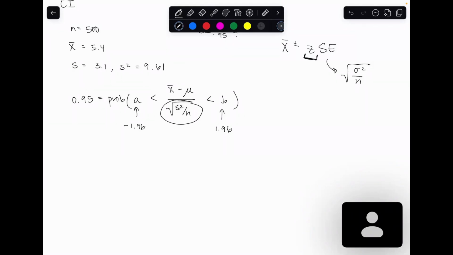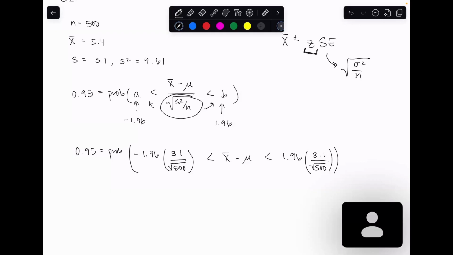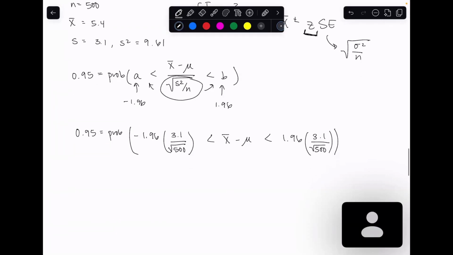And now we want to multiply this to both sides, right? Because if we're going to manipulate it here, we're going to manipulate it on the left and the right side. So it would be like 0.95 is equal to the probability that negative 1.96 times 3.1 all over the square root of 500 is less than x bar minus mu. So for the standard error, is it variance over n? Yes, it's going to be your S squared, which is your sample variance. Oh, okay, but when you take the square root of that, it just becomes your standard deviation. Yeah, your sample standard deviation, because variance is just your standard deviation squared. Exactly. Good job. So if I do that out on a calculator, I get.